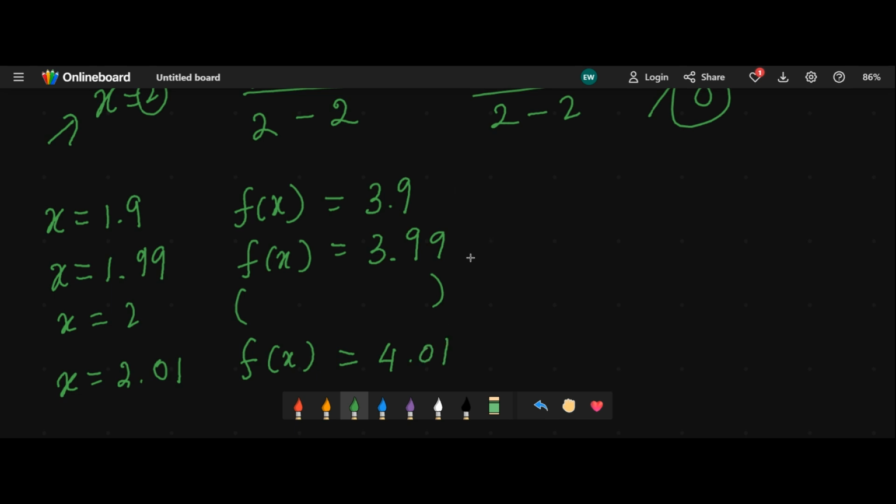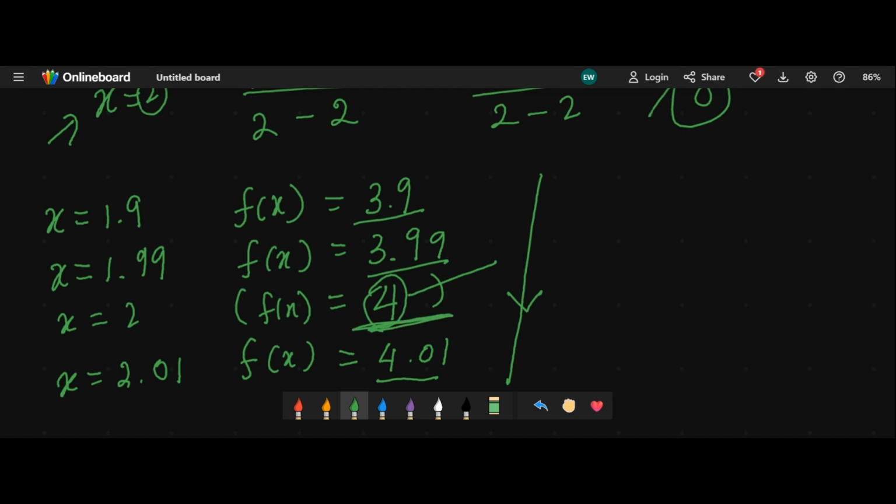So it is clear that when x is equal to 2, it needs to be what? You see the pattern: 3.9, 3.99, and it goes to 4.01. So here it needs to be 4, right? So it is 4 because it is going in one direction. 3.9, 3.99, here it is missing, afterwards it is 4.01. So it is going in a particular direction. So we can easily predict, right?